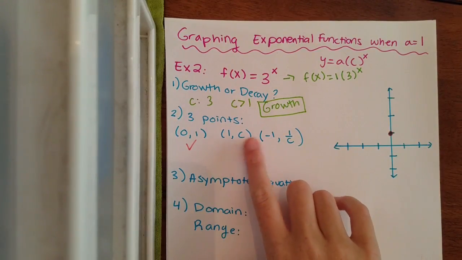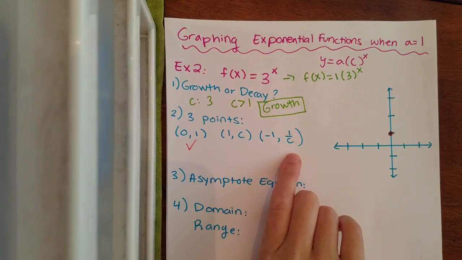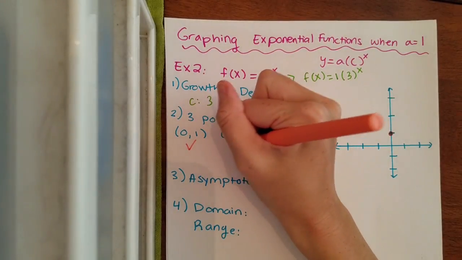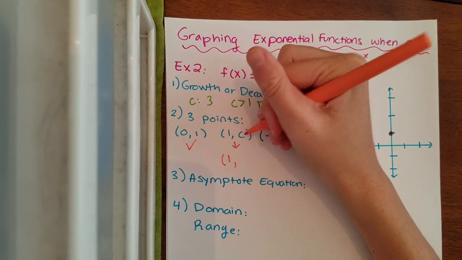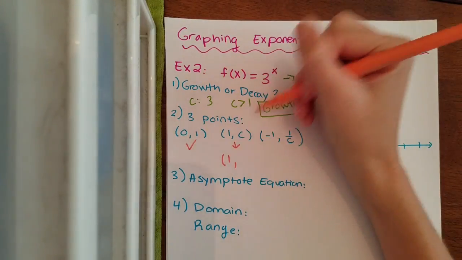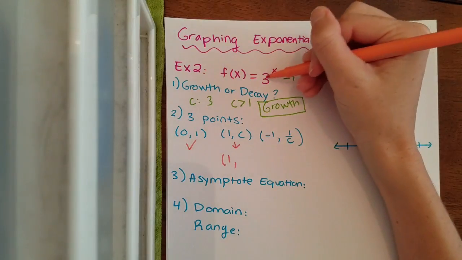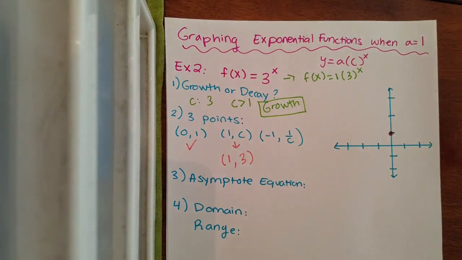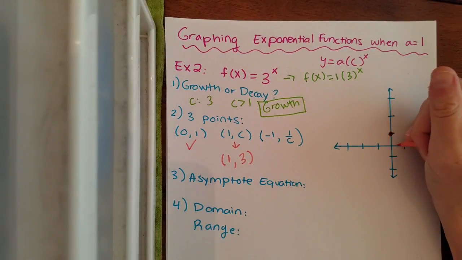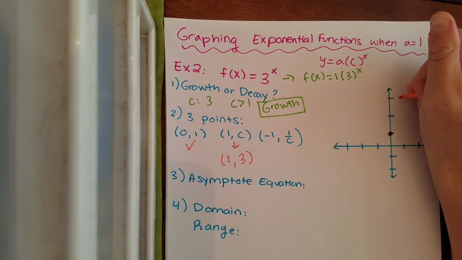Now the next 2 values are associated with your c value. So my next point, the x value is going to be 1, and the y value is going to be whatever c is. So c is a 3. It's the value that x is raised to. So my c value is a 3. So my next point I'm going to be graphing is at the point 1, 3.